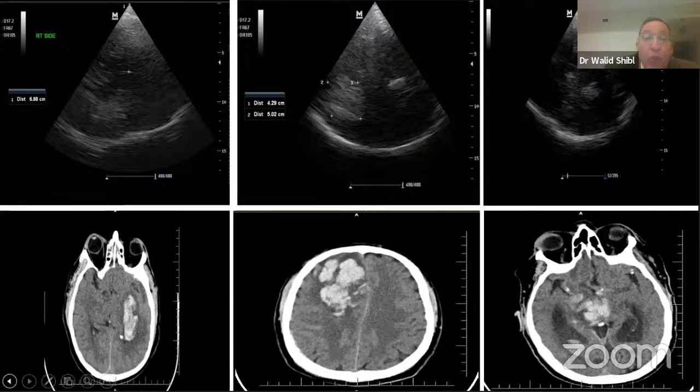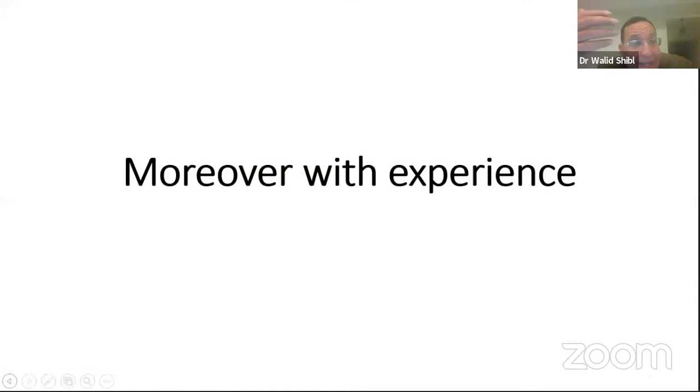There is correlation between both lesions. And with more experience, you can see cerebral hemorrhage in almost all areas of the brain. Look for this.